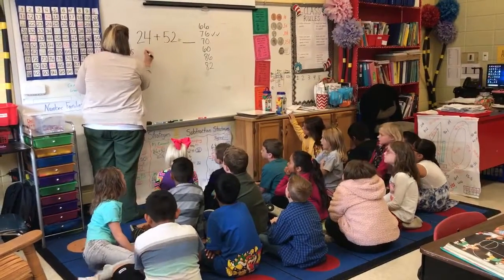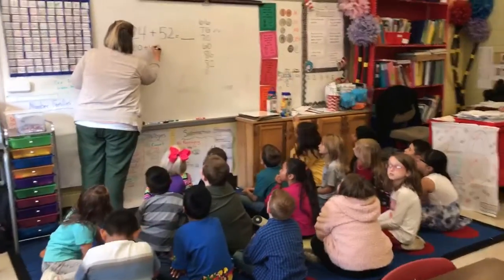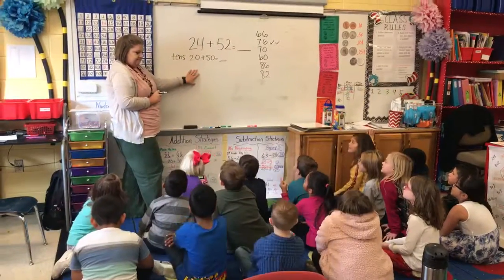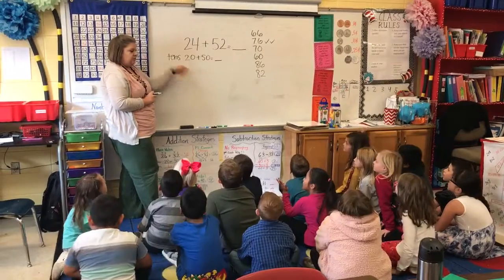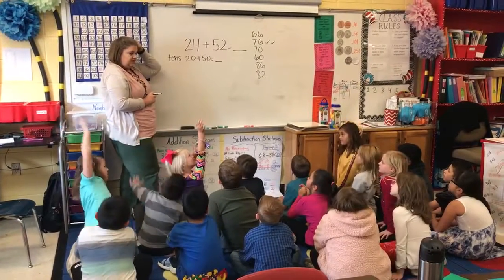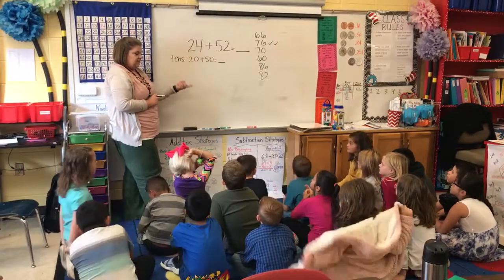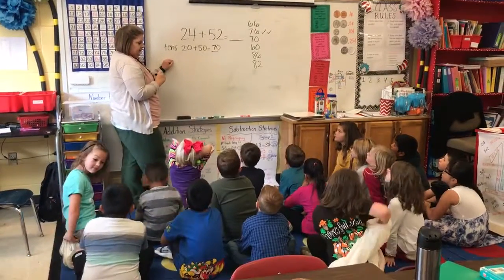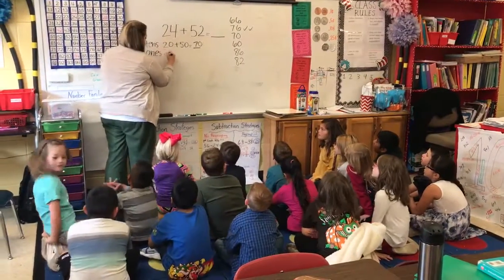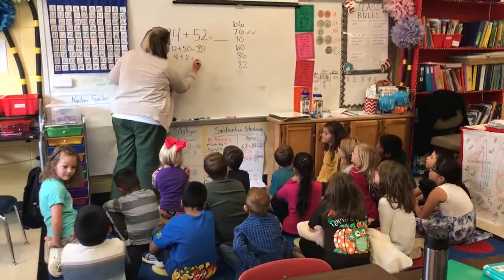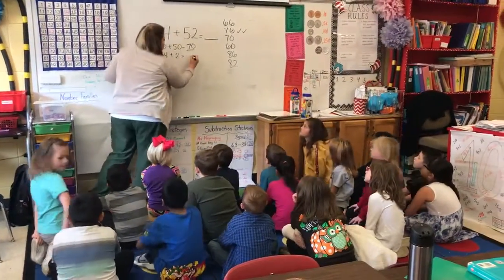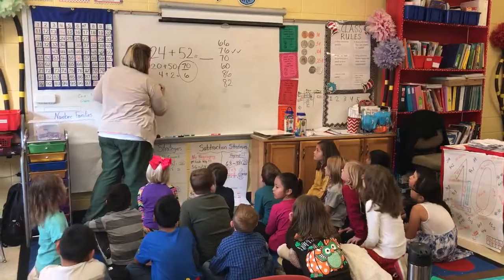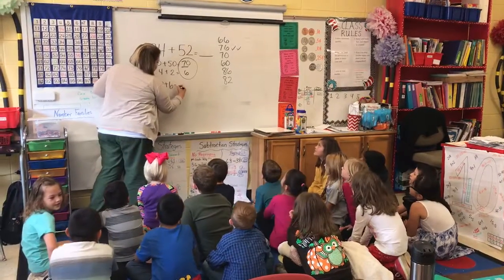The 20 and the 50. Okay, so we're going to do 20 plus 50 equals, what's 20 plus 50? 70. 70, how did you do that? What did you put in first? The 50. 50, and then you did 10 and then 60, 70. Alright, and then what did you add next? The ones. Alright, what's 4 plus 2? 6. Alright, so then what do we do? You add 76. Good. So what's 70 plus 6? 76.